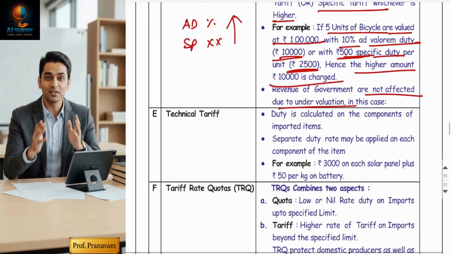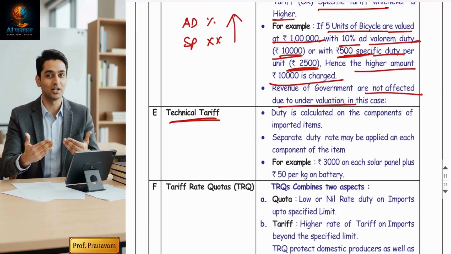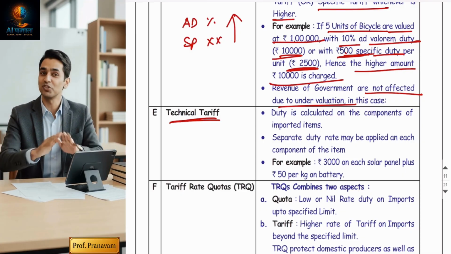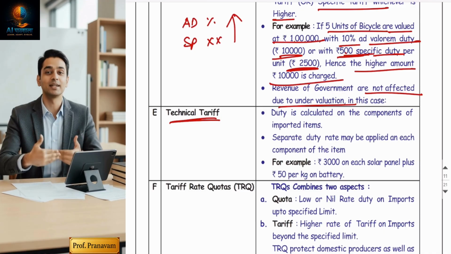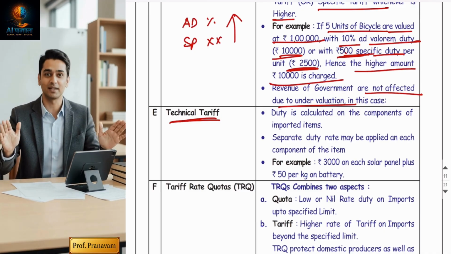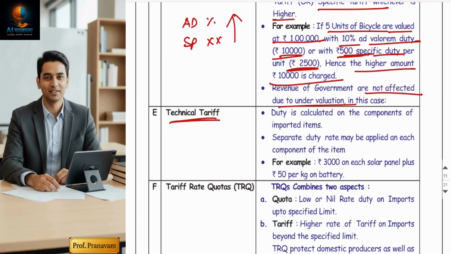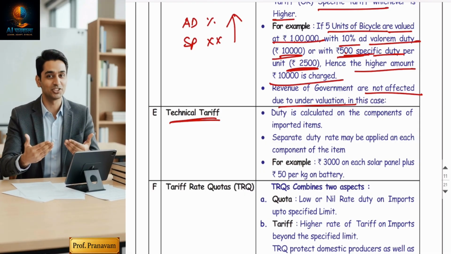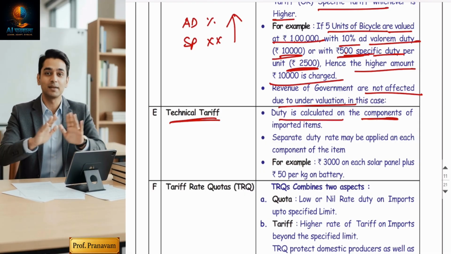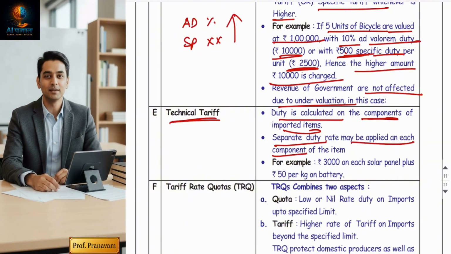Next is technical tariff. Now, what is technical tariff? Guys, you might know there are so many goods made up of a mixture of varieties of goods, meaning two to three things are combined to make one product. So on a single product, they will not charge one duty. They will charge a different tariff on a different part of the product. Here duty is calculated on the components of imported items. A separate duty rate may be applied on each component.